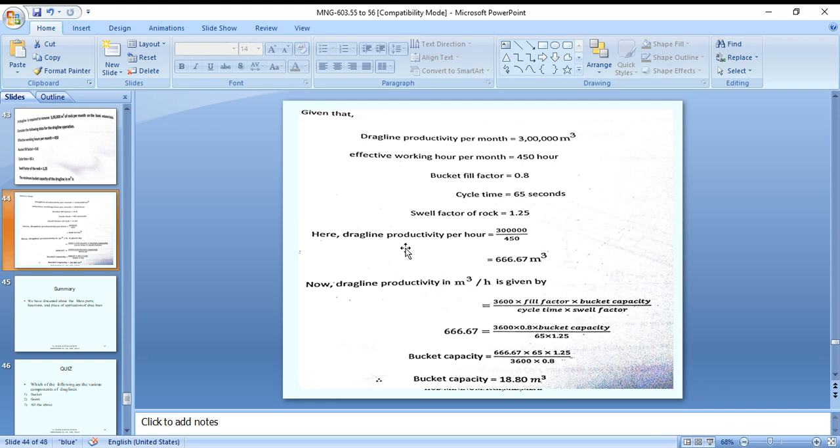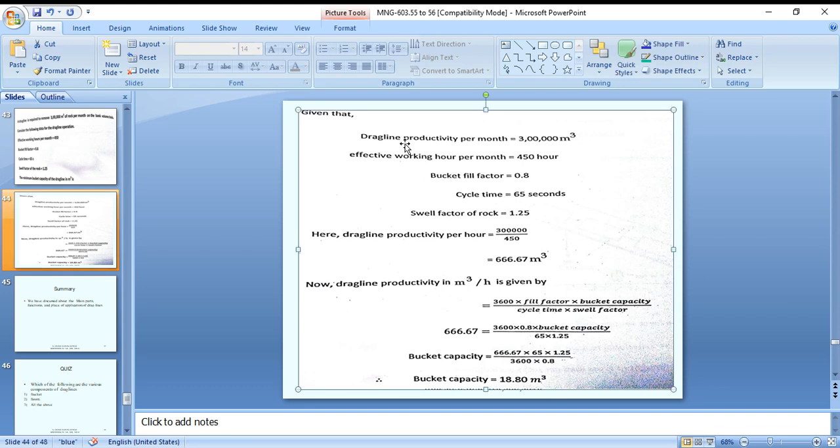We are using the formula, so what data do we have? We already have the dragline productivity per month, already given as 3 lakh cubic meters. Effective working hours per month are already given as 450 hours. Bucket fill factor 0.8 is already given. Cycle time is already given. Swell factor 1.25.